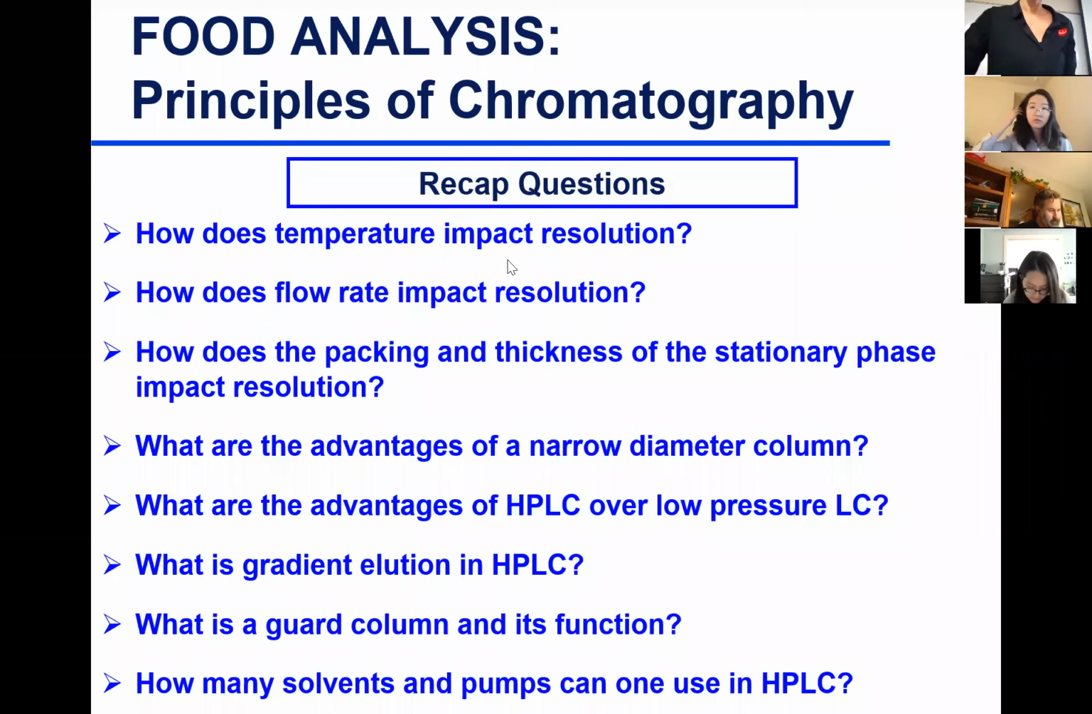Okay, so I'm finishing up HPLC today, and just to keep you in the subject and refresh your memory, let's go over some recap questions. All right, so how does temperature impact resolution?